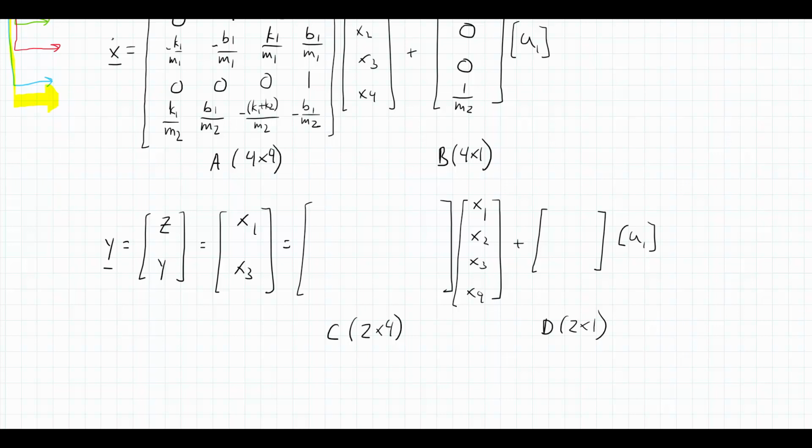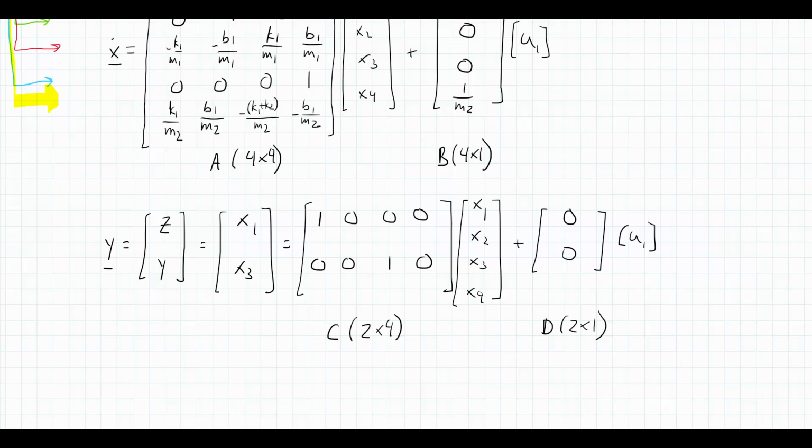So C, the first row, has to equal x1: 1, 0, 0, 0. When I do that matrix multiplication, I am left with x1. And then 0 for the D matrix in the first row. For my second observable, x3, that should be 0, 0, 1, 0. When I do that multiplication, I am going to get just x3. And then again, 0 for that row of my D matrix.